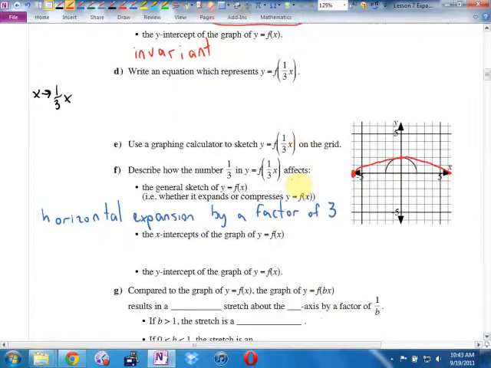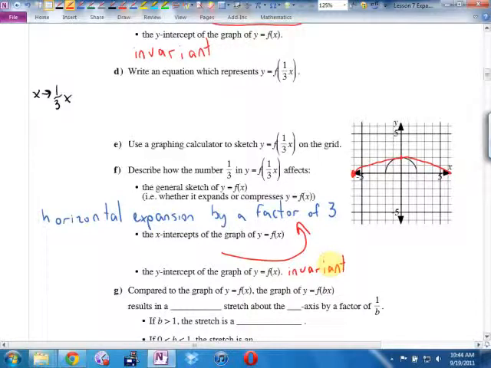Once again, we notice the y-intercept is invariant. Let's try that again, Mr. Dueck. Invariant. Stop yawning, Mr. Dueck. Ah! It was for me. Didn't work. Rats. The x-intercepts, those are the ones that underwent the horizontal expansion by a factor of 3.